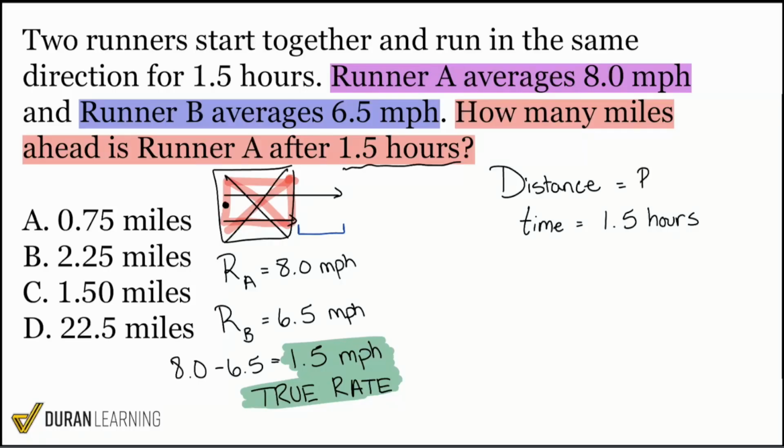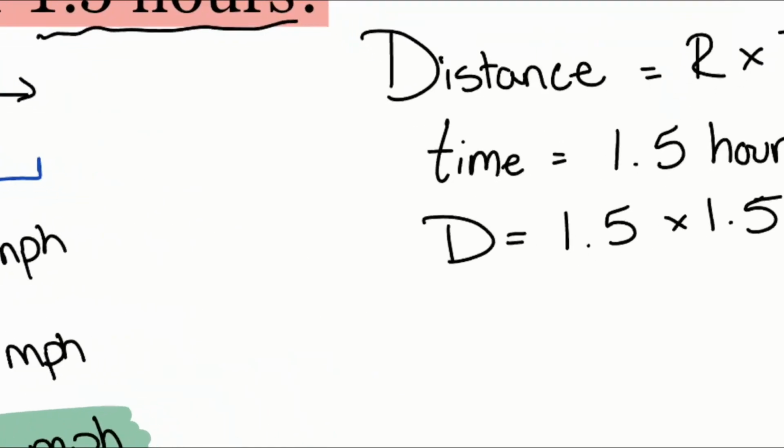Distance equals rate times time. My rate is going to be 1.5 miles per hour. My time is going to be 1.5 hours. And we're going to multiply those together. And that's it. And we're done. Here we go. Let's zoom on in.